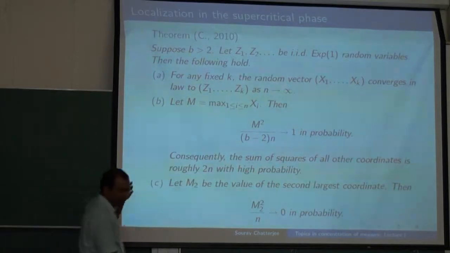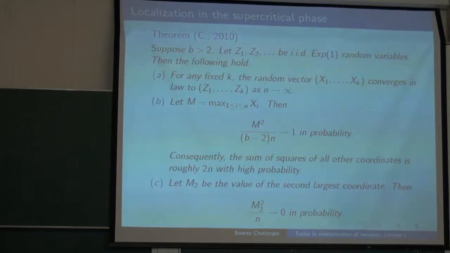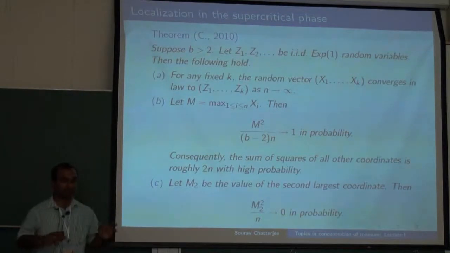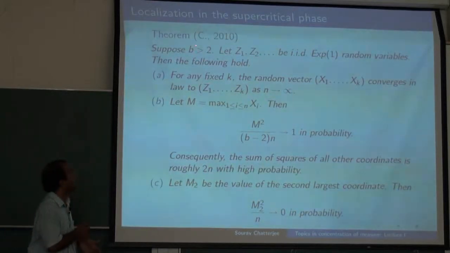Okay, so I'll tell you how to prove this and why this happens. This is a toy model, so I can do that. Remember that x1 to xn were chosen uniformly from the intersection of the simplex and the sphere: summation xi equals n, summation xi squared equals bn, and b is strictly bigger than 2. Then this happens.